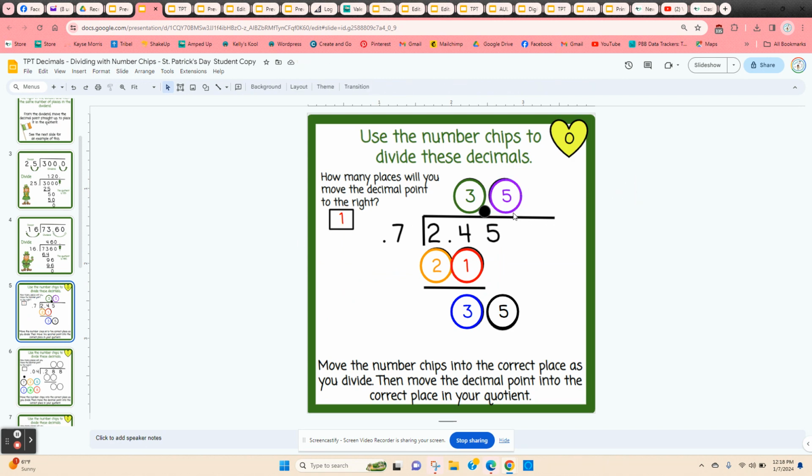And if you notice, each one of these slides has a letter and a yellow heart. And we're going to use that on the very last slide to solve a St. Patrick's Day riddle. So we're going to be matching our answers to the letter.